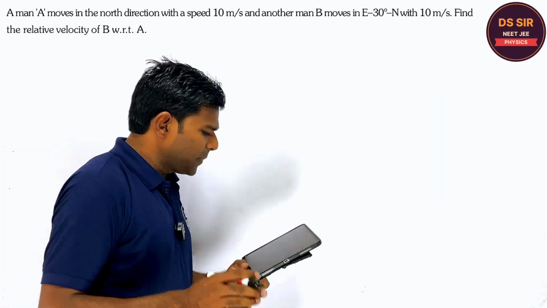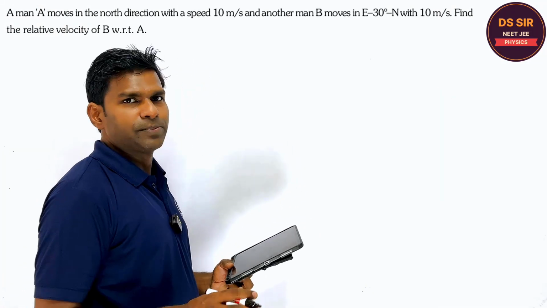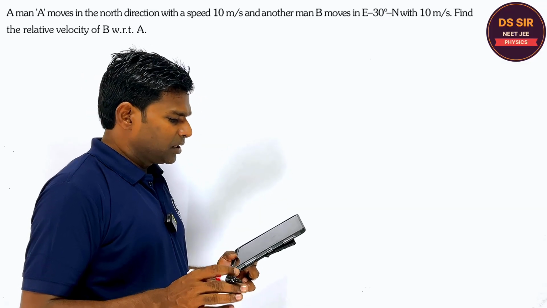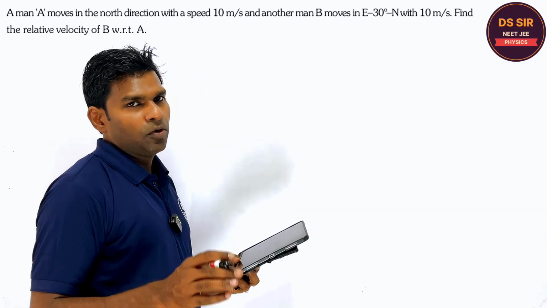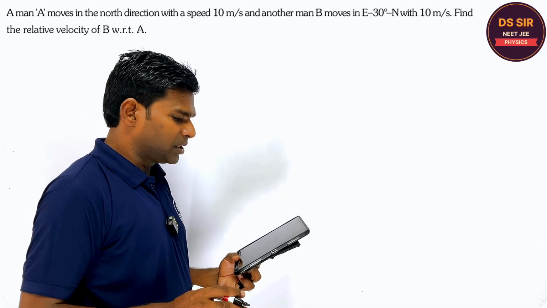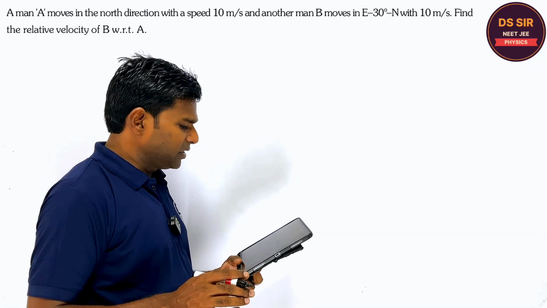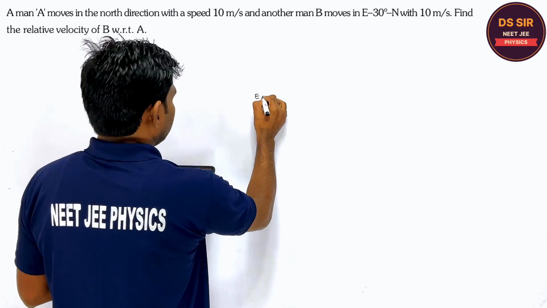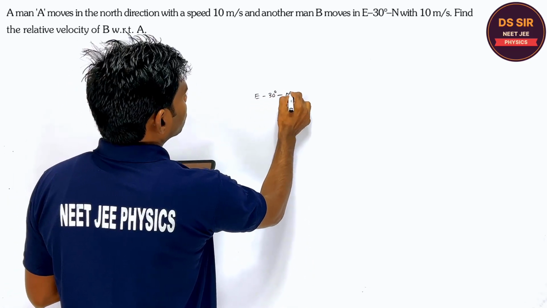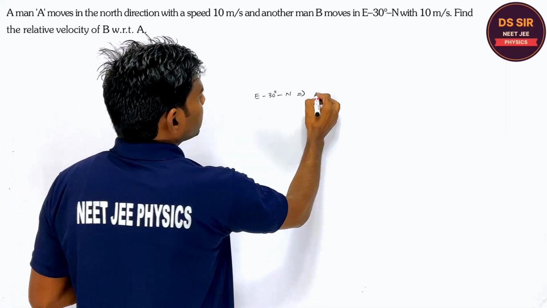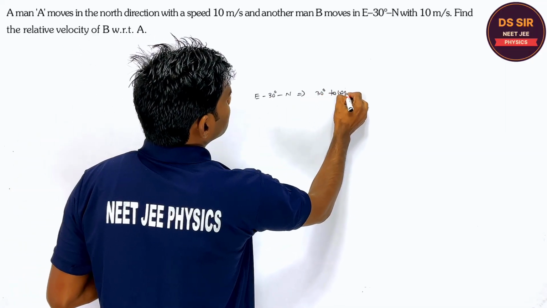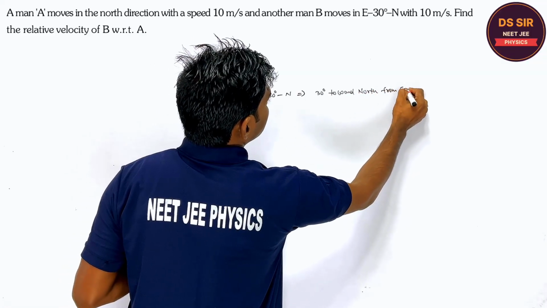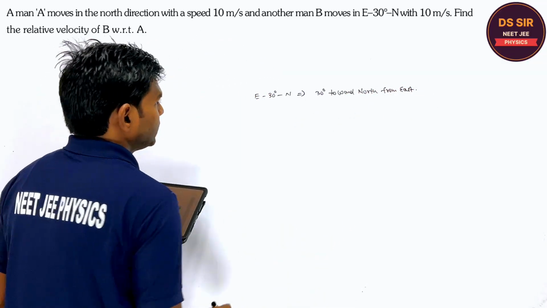So in this question, a man A moves in the north direction with speed 10 meter per second, and another man B moves in east 30 degree north, that is, 30 degree towards north from east, with 10 meter per second. Find the relative velocity of B with respect to A. First of all, the meaning of E 30 degree north is 30 degree towards north from east. Are you getting or not? This is the meaning of this thing.